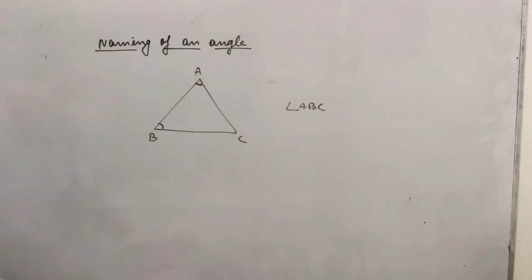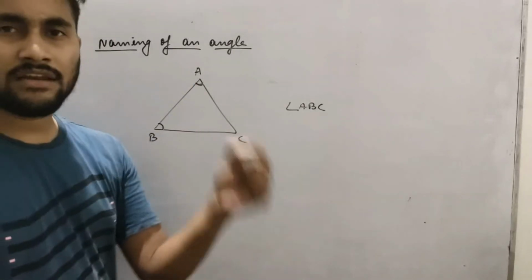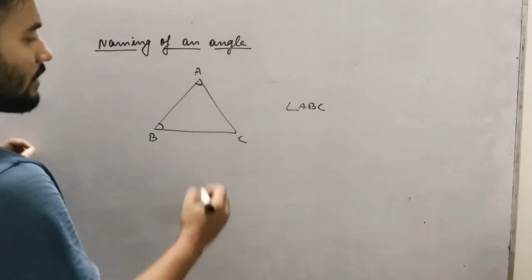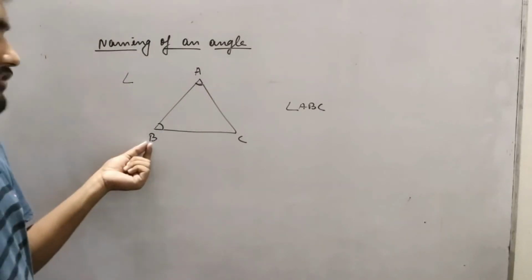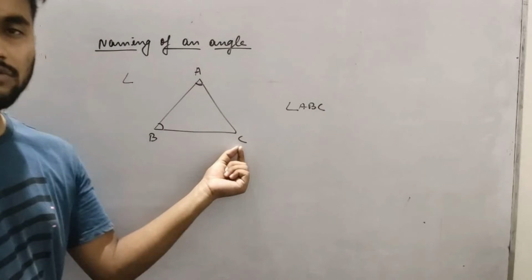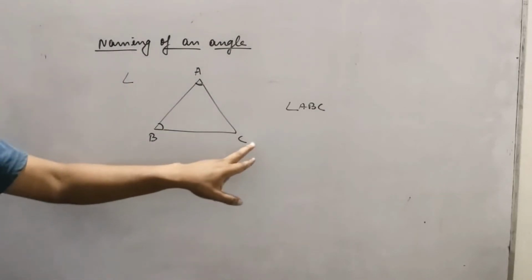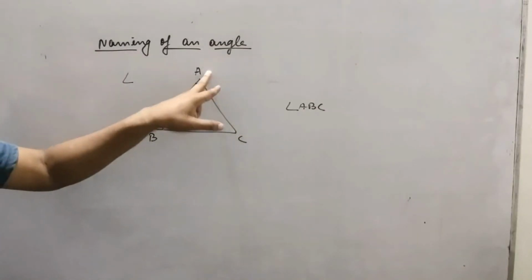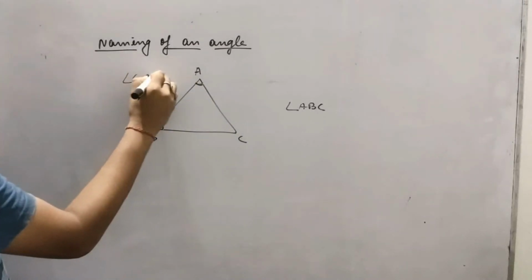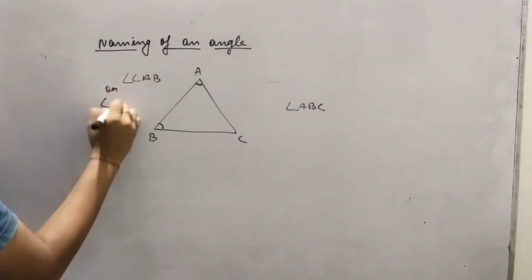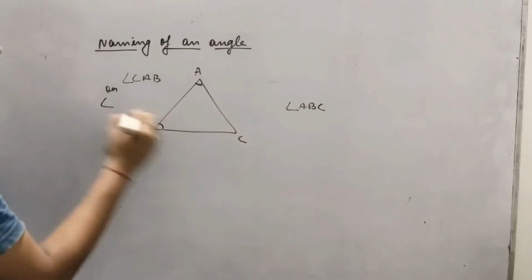So the vertex is A. So A will stay in between. Okay, so what will be the name? A will stay in between, so you can start from B also, or you can start from C also. Say I will start from C. So it will become C, A in the middle, C, A, B, or you can say from B also, B, A, C.